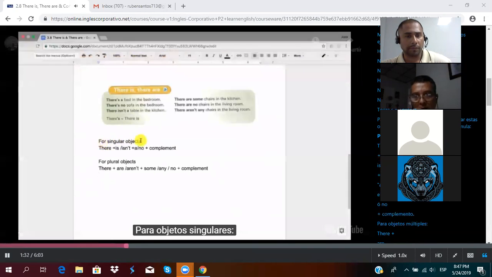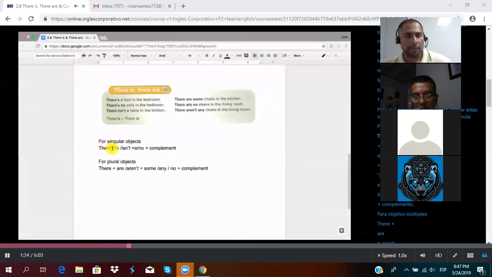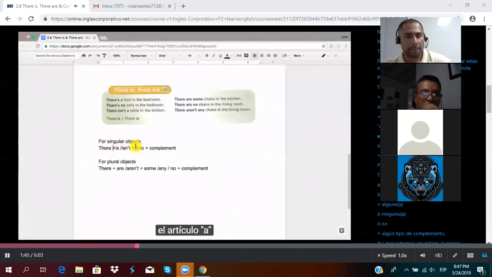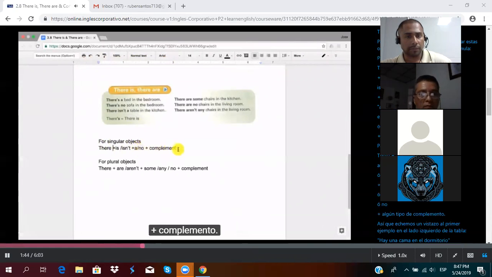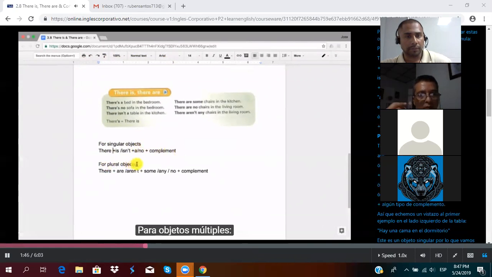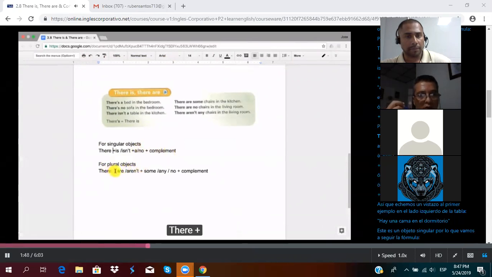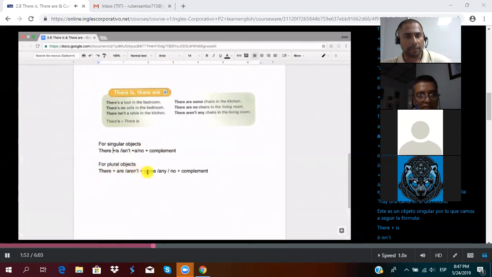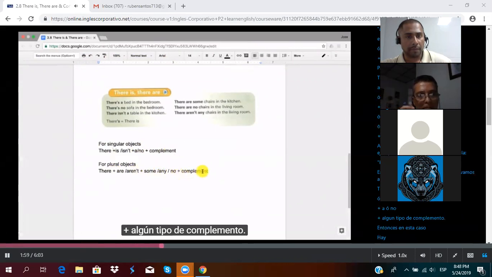For singular objects, there plus is or isn't plus a, that's the article a, or no, plus complement. For plural objects, there plus are or aren't plus some or any or no plus some kind of complement.